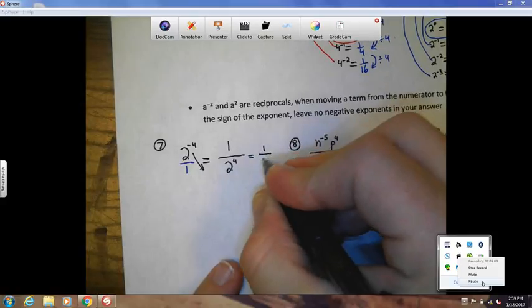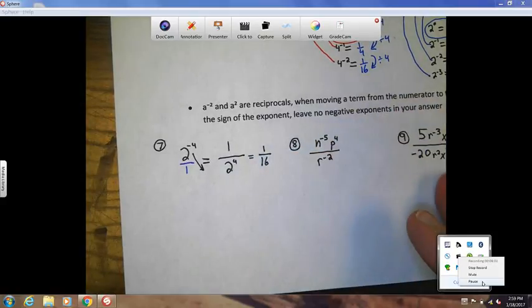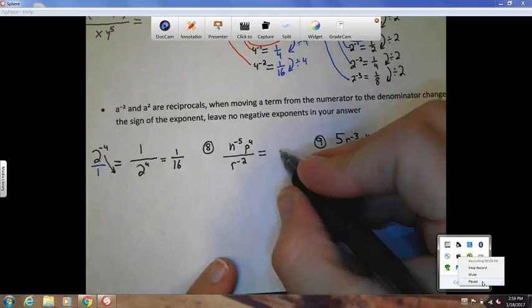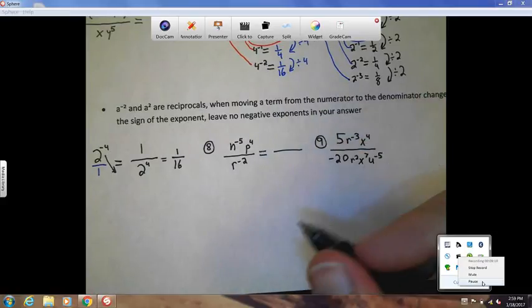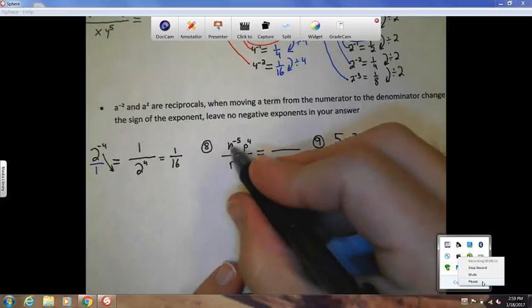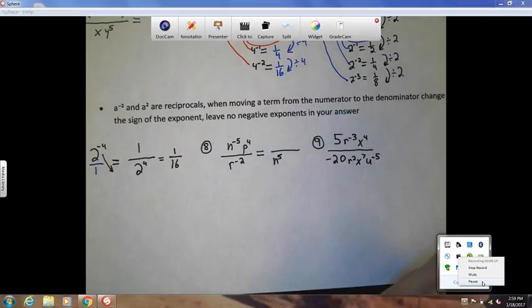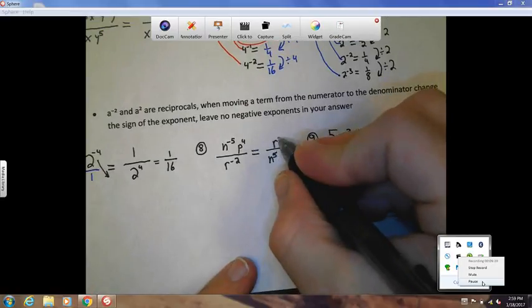Look at number 8. We don't want negative exponents. So n to the -5th has to be moved to the denominator to become +5. R to the -2nd has to be moved up. P to the 4th can stay.